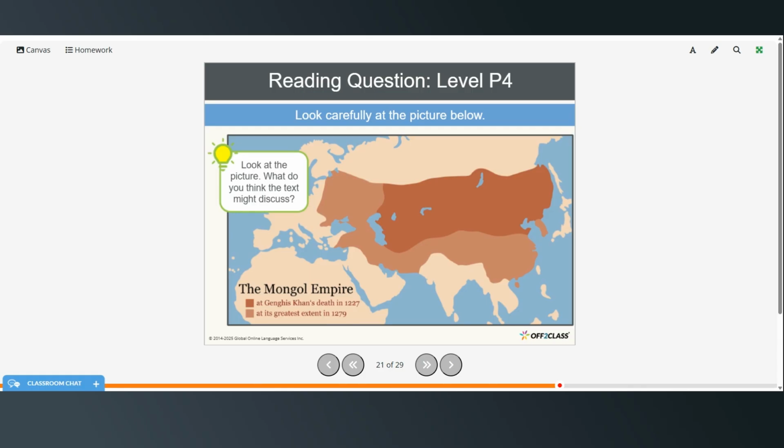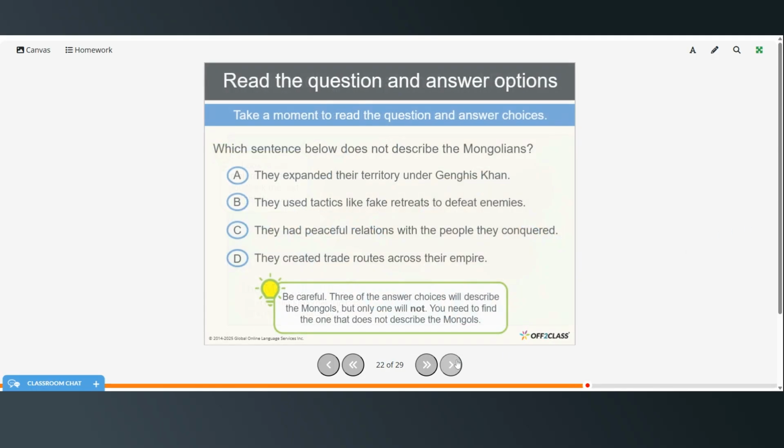Now look at the picture and what do you think the text might discuss? Now take a moment to read the question and the answer choices. Pay careful attention because this one, the question says, which sentence does not describe the Mongolians? So 3 of the answer choices will describe them, but only one will not. You'll need to find the one that does not describe the Mongols.